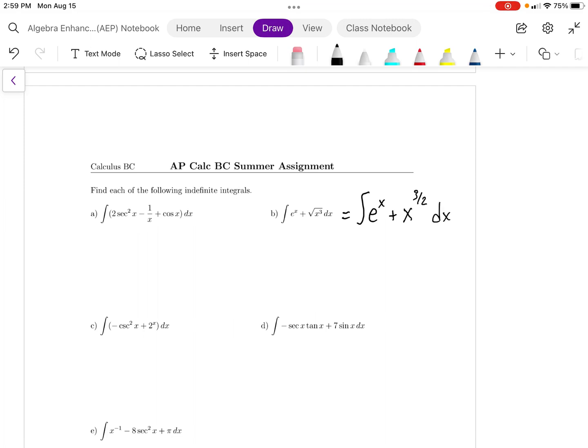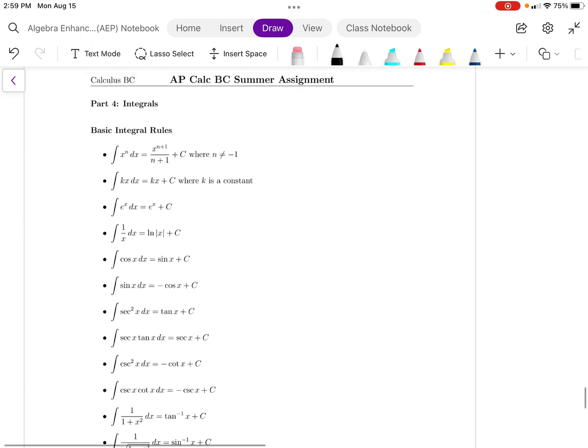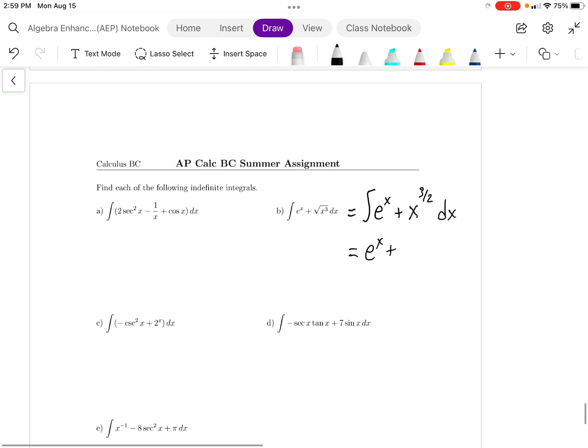And if you need a refresher on how to rewrite these roots as powers, feel free to shoot me a message on Teams. We can go over that. So we have the integral of e to the x plus x to the 3/2 dx. So now we just need to compute each of these separately. So the integral of e to the x is just e to the x. The integral of x to the 3/2, you want to remember what the power rule is for x to a power. You add 1 to the exponent and then divide by that number.